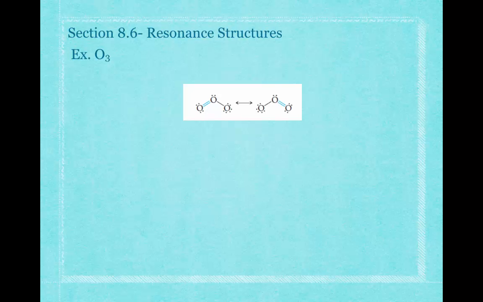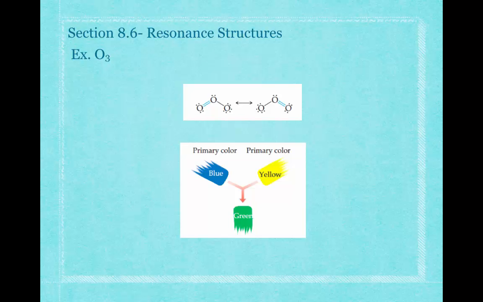And it's kind of hard to imagine as a blending or a mixture of the two until you think of this example. If I have blue and yellow, which are two very different primary colors, when I blend them together, I get the color green. And so with O3, I don't have one double bond and one single bond. I have a blending of the two.